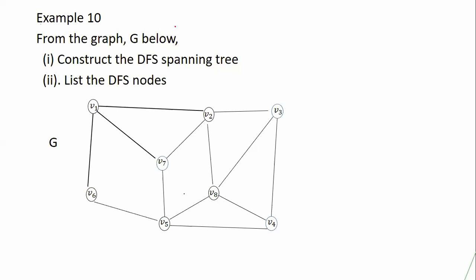Example number 10: from the graph drawn below, construct the DFS spanning tree and list the DFS nodes. Here we have 8 vertices as in the first example. Then we can decide to start from any one of them. You can start from V8, one may start from V7, one may start from V4.